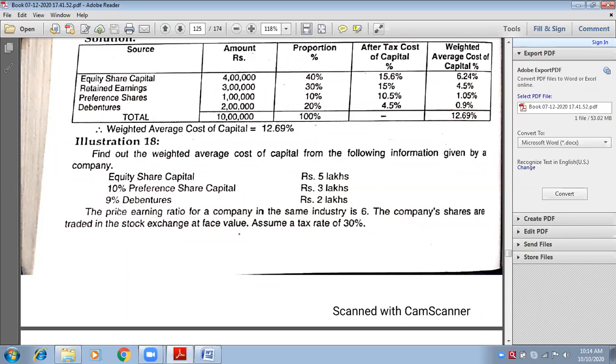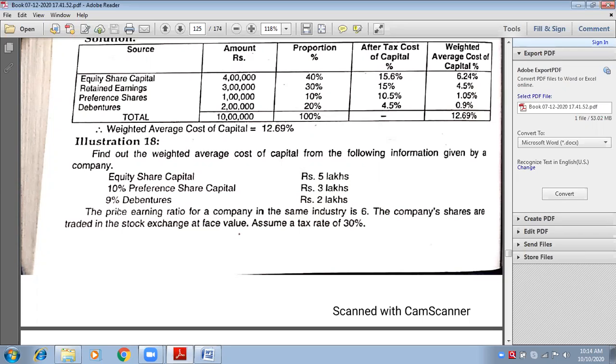The company's shares are traded in stock exchange at face value, which means the market value is equal to face value. Assume the tax rate is 30%. The company shares are traded in a stock exchange means they tell you about the market value, and at face value means the face value and the market value are the same.